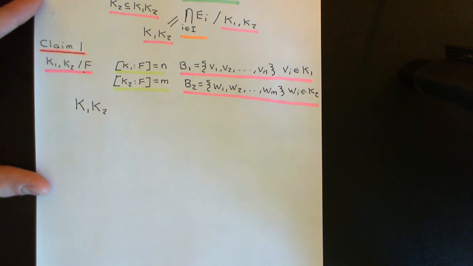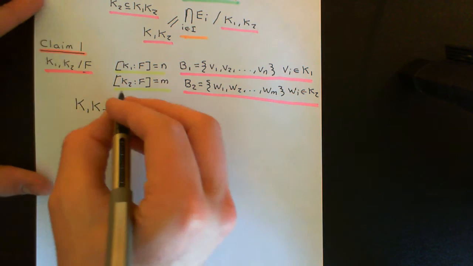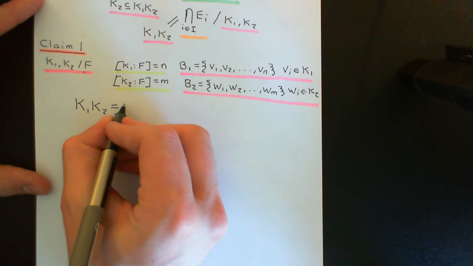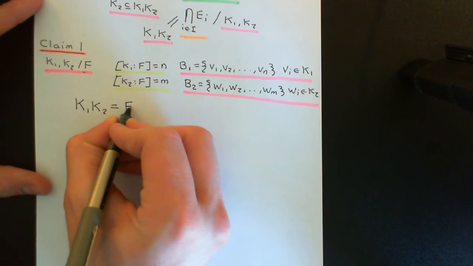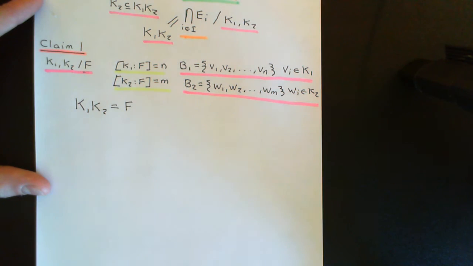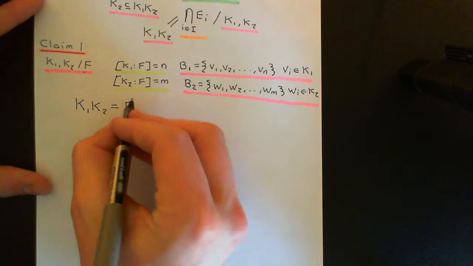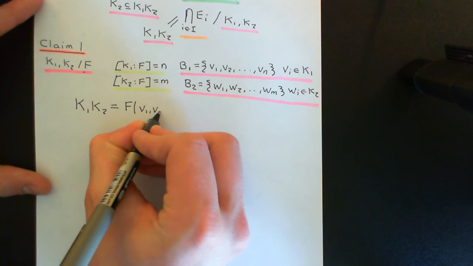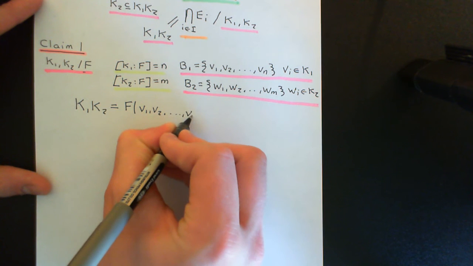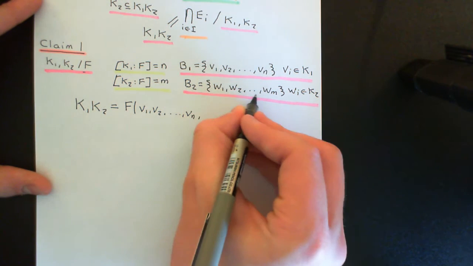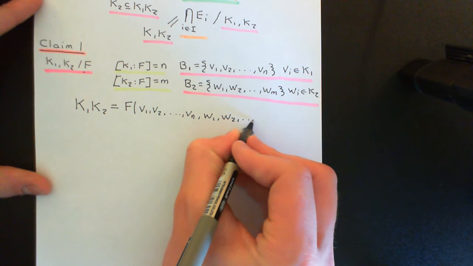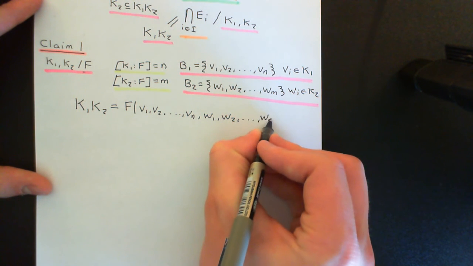Okay, so here comes the claim that this thing, the composite of K1 with K2, is equal to the field extension of F generated by all of these basis vectors here. So the field extension of F generated by V1, V2, all the way up to Vn, and then we don't stop there, I want these ones in as well, W1, W2, all the way up to Wm.